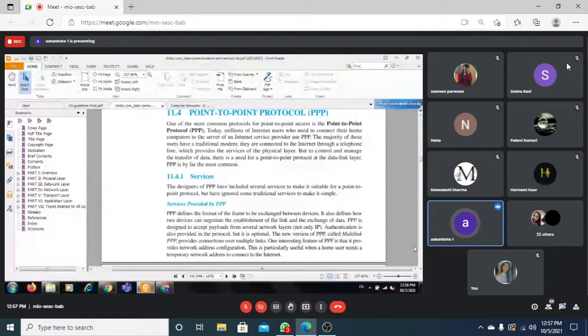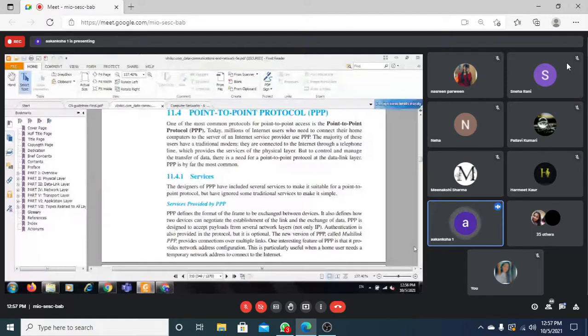Then authentication is also provided in the protocol, but it is optional. Authentication means whether it is getting the data frame from an authentic connection, an authentic link or an authentic source. Then the new version of the point-to-point protocol is also called multi-link PPP, which says it can have connections from multiple links on the same line.